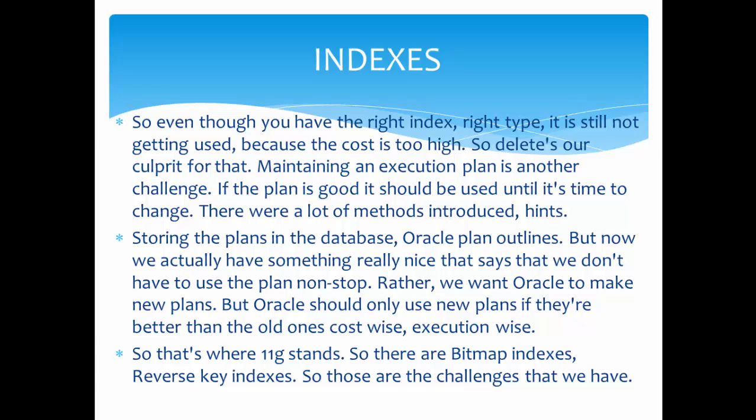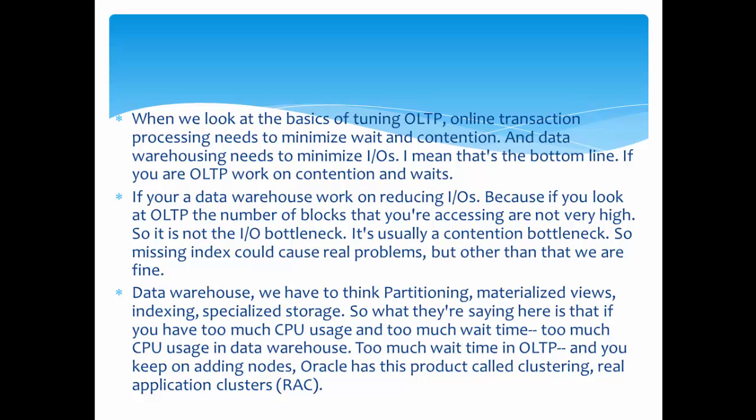When you look at the basics of tuning, OLTP, online transaction processing, needs to minimize waits and contention, and data warehousing needs to minimize IOs. That's the bottom line. If you are OLTP, work on contention and waits. If you're a data warehouse, work on reducing IOs, because if you look at OLTP, the number of blocks that you are accessing is not very high. So it is not the IO bottleneck, it's usually a contention bottleneck. So a missing index could cause real problems, but other than that, we are fine.